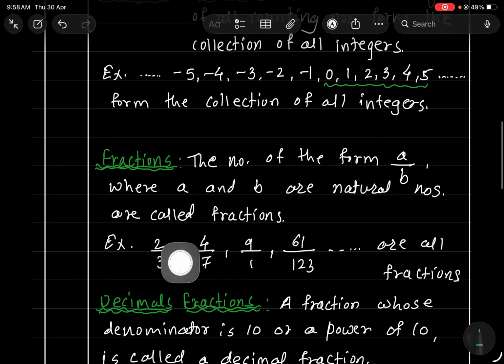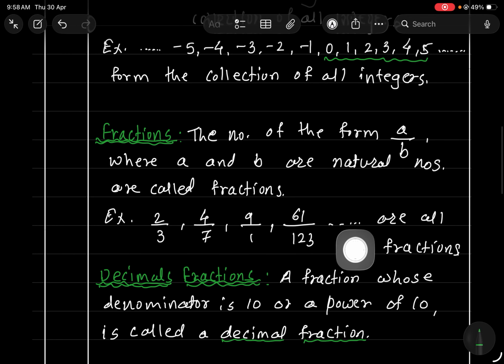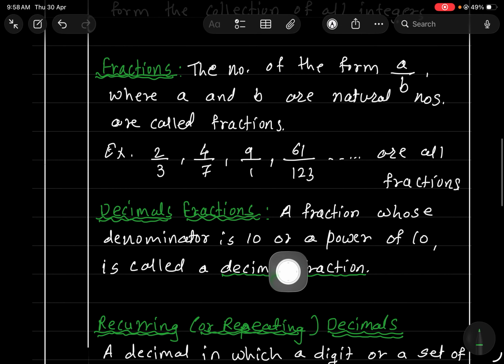So if you are writing like this, in the form of numerator and denominator, 2 upon 3, 4 upon 7, 9 upon 1, 61 upon 123, these are all fractions. So many we can write. I have written here selected.